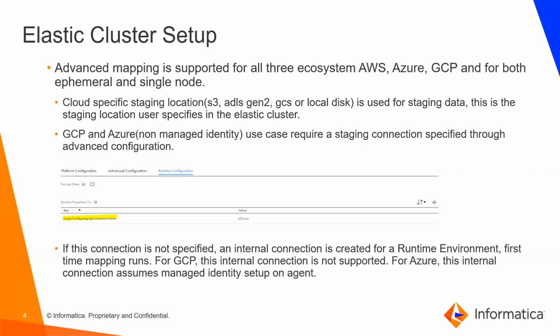So for GCP and Azure, which are non-managed identity, you need to explicitly create a Gen 2 or a GCS connection, and then you need to specify those connection details under the advanced cluster runtime configurations. If this connection is not specified, then internally Informatica creates runtime connections. For GCP, that is currently not supported, but for Azure, we create a connection by using a managed identity setup on the agent.